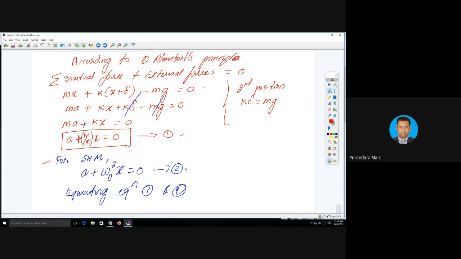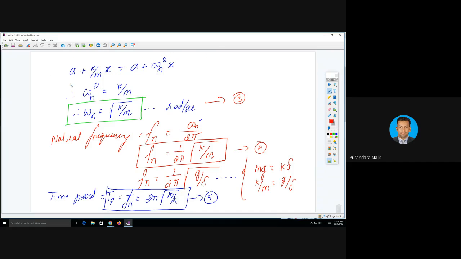If you compare these two equations, equating equation number 1 and 2, all the terms are similar, but here omega n is there and k by m is there. These two terms are equal, that is omega n square is equal to k by m. Therefore, omega n is equal to the square root of k by m. That is equation number 3.